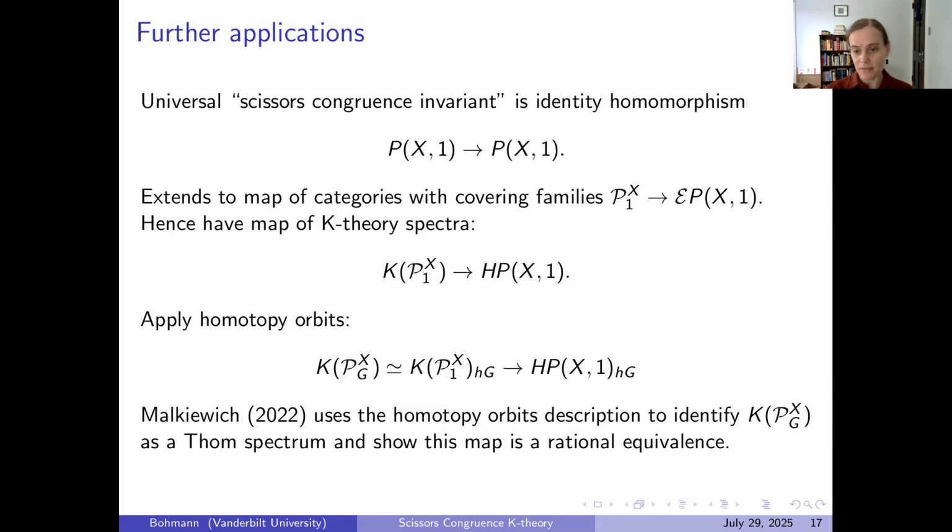So this gives him a way to really get his hands on what's going on with these higher scissors congruence groups. At least rationally, it's not just a matter of the algebraic data of what the higher scissors congruence groups are, but he can rationally identify the whole scissors congruence spectrum. So this is a really beautiful result that comes out of being able to compare these kinds of categories with covering families and their K-theory. And you can get your hands on more higher scissors congruence invariants, and it's both a fun tool and a nice calculational tool. And that's what I wanted to tell you about.